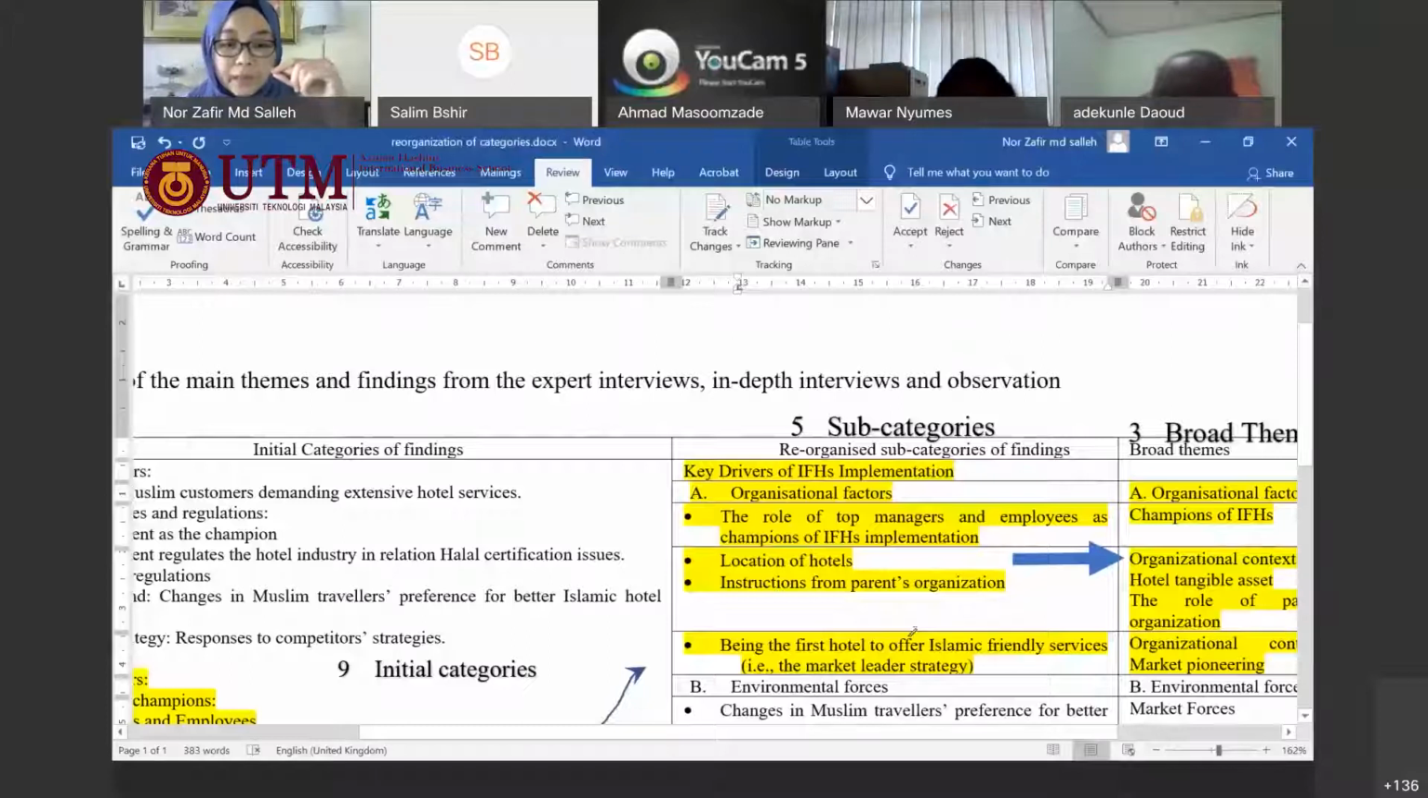So you see, from many codes, we try to see redundancy. We try to see whether there is the same concept or not. So we can reorganize it into the subcategories.